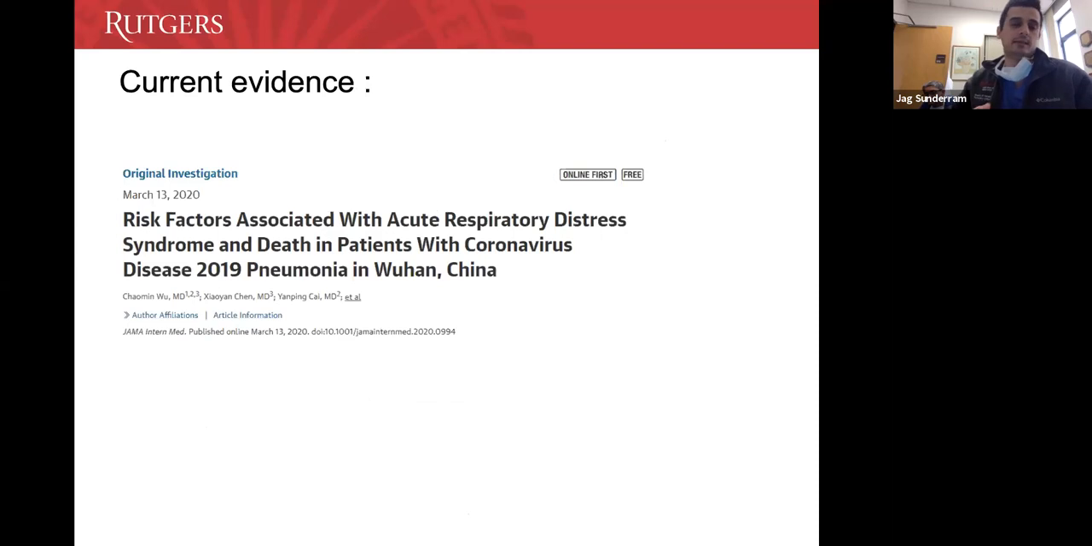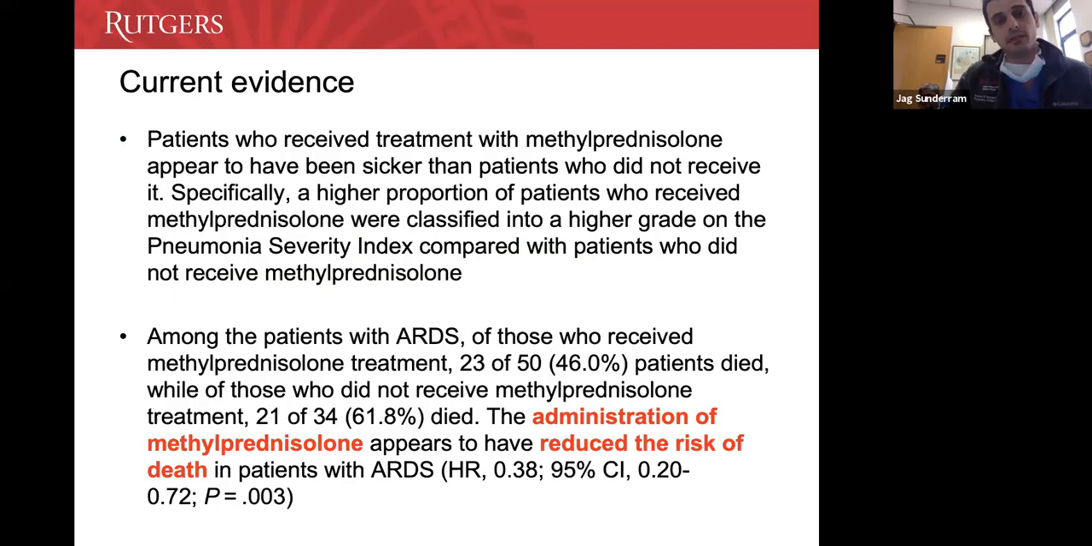The current evidence that we have behind using steroids for patients with COVID-19 pneumonia comes from this paper that was published in March 2020. The interesting thing about this paper is that the patients who received steroids were essentially sicker, and they had a higher pneumonia severity index score compared to patients who did not receive steroids. So keep that in mind.